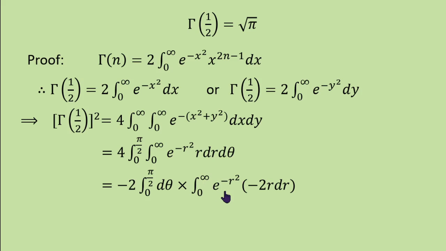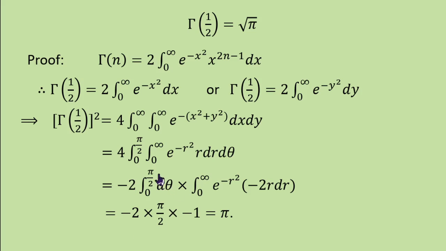Upper limit infinity means e power minus infinity is 0, lower limit 0 means e power 0 is 1. So 0 minus 1. So this integral value is minus 1. Here minus 2, multiplication is 2. And integral of 1 with respect to theta is theta. Upper limit pi by 2. So 2 into pi by 2, that is pi. So gamma half whole square is pi.